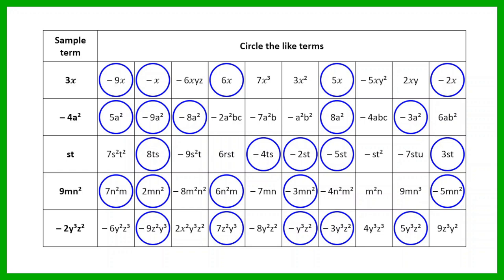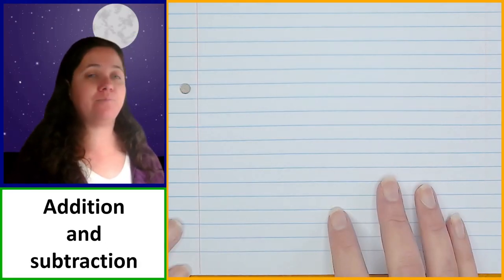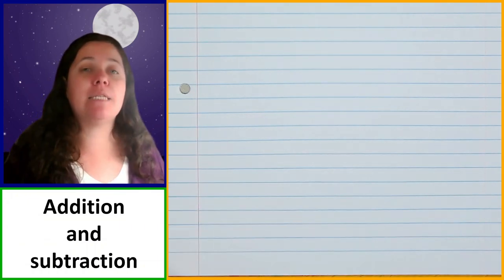Right, so now we're going to go on to what our goal actually was in this lesson, and that is to learn how to do addition and subtraction with algebraic expressions. Now, the reason we had to learn about like terms is because you can only add and subtract like terms when you're working in algebra.